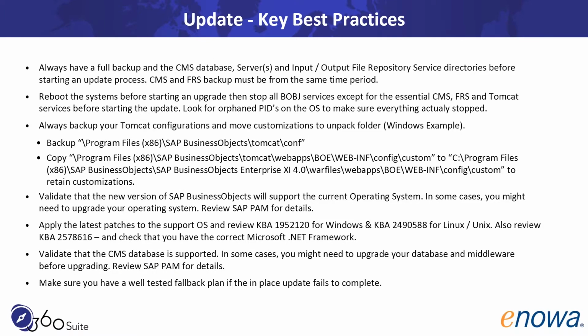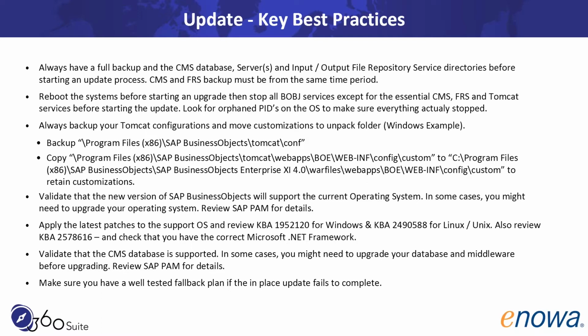So best practices, again, like we did with the migration. If you're going to do an in-place upgrade, absolutely make sure you've got a backup rollback plan of your database and your FRS. 360 Suite has some great backup tools as well that Nathan can talk to when I get through this list. The other thing seems like common sense, but I can't tell you how many times I've had a problem with an in-place upgrade when I forgot to reboot the system. Sometimes these systems run for years without reboots. So I always recommend that you do a full reboot, flush everything out of the OS, and then when you bring it back up, when you start the in-place upgrade, shut down all your BOBJ services except for the CMS, FRS, and Tomcat.